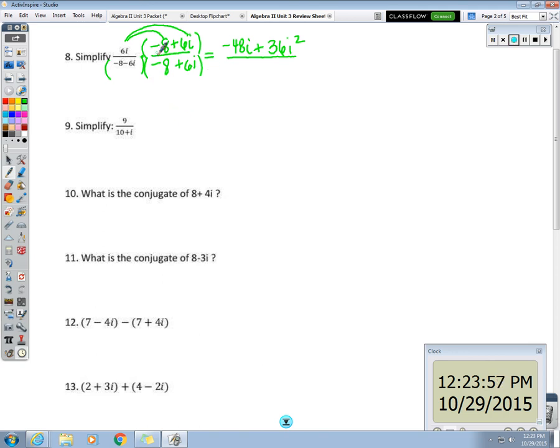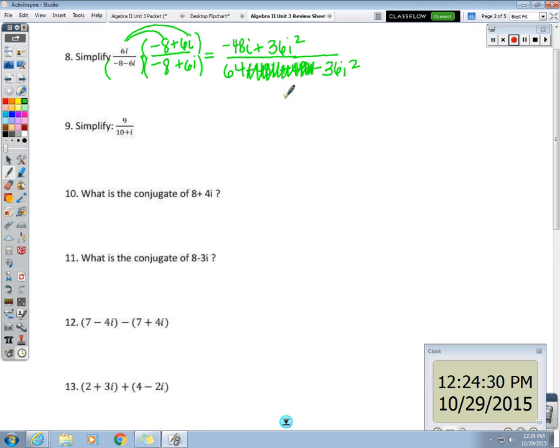Okay, what are the first terms? Right, they're negative 8, which multiplies to a positive 64. What are the outer terms? Right, negative 48i, because negative 8 times 6i is negative 48i. What are the inner terms? Positive 48i, because those make a positive 48i. And what are the last terms? Right, and like we've talked about before, we really could skip the outer and the inner because they always cancel each other out on the denominator.